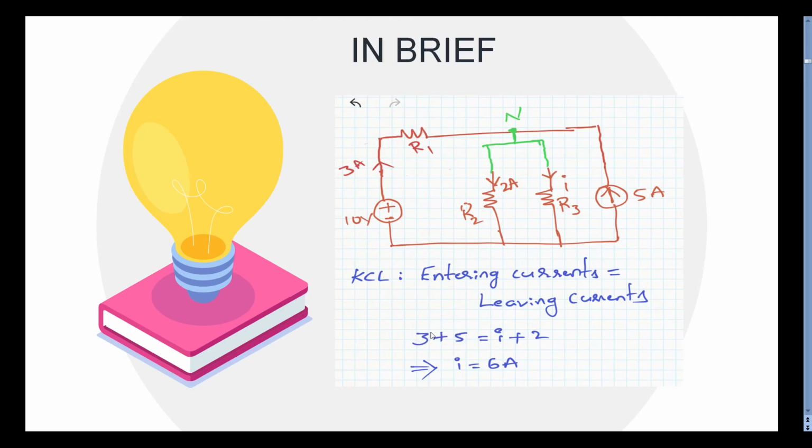So these are the entering currents. The sum of the entering currents is 3 plus 5. These two are the leaving currents. The sum of the leaving currents is I plus 2. Then you will get I equal to 6 amps. This is what KCL means.